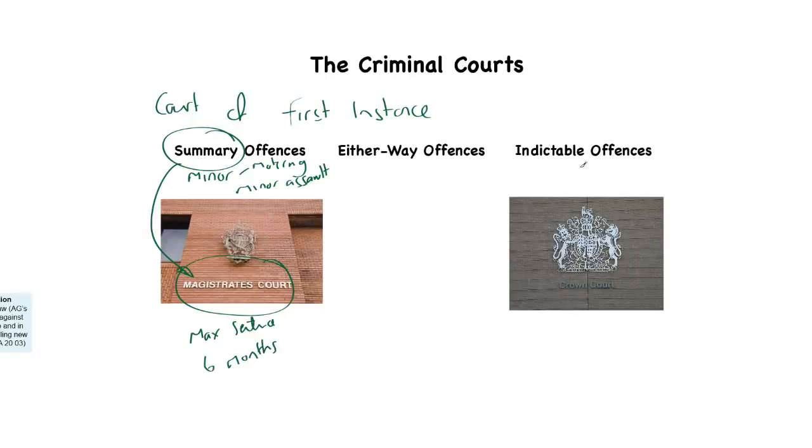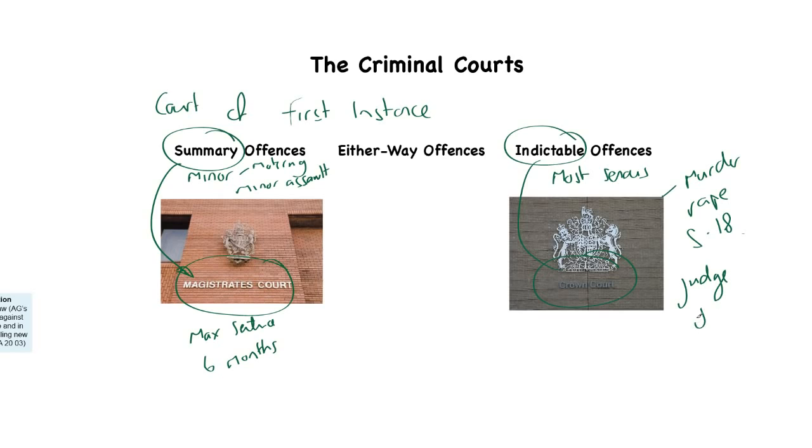On the other end of the scale, indictable offences are the most serious. By that we mean things like murder, rape, section 18. The court of first instance for an indictable offence is the Crown Court. So an indictable offence can only be heard in the Crown Court. And as you'll remember from Unit 1, it's in the Crown Court that we get a judge and a jury, and in the Magistrates' Court that we obviously get magistrates.